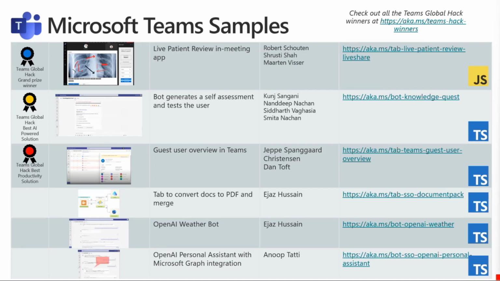And also, we have another great sample from frequent contributor Anoop Tati at Content and Cloud, who has built an AI-powered personal assistant that uses the Microsoft Graph to answer questions about your profile, calendar, and other aspects of your productivity life.